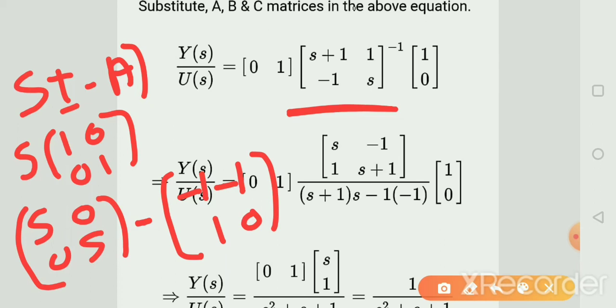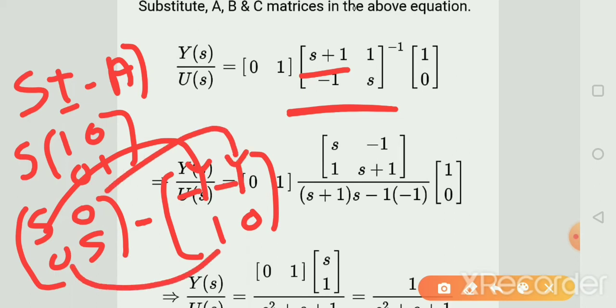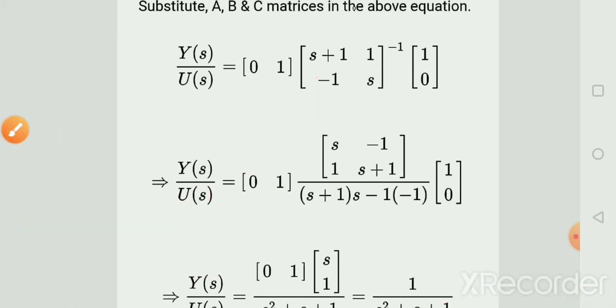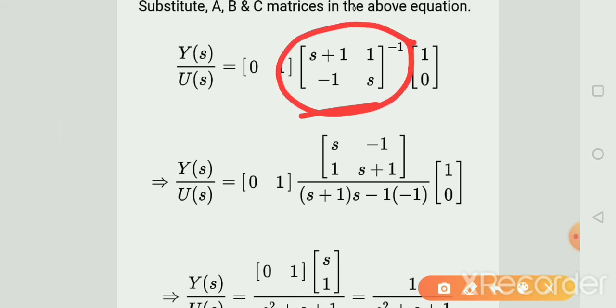Okay, so we can get here s minus 1, it is s plus 1, and 0 minus 1, it is 1, and here 0 minus 1, it is minus 1, and 0 minus s minus 0, it is s. So by this we can get sI minus A. So here we have sI minus A inverse. Okay, now we calculate the value of this.